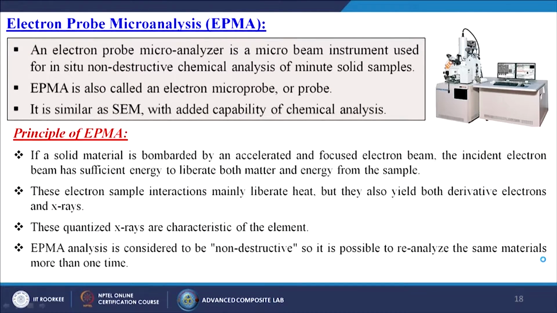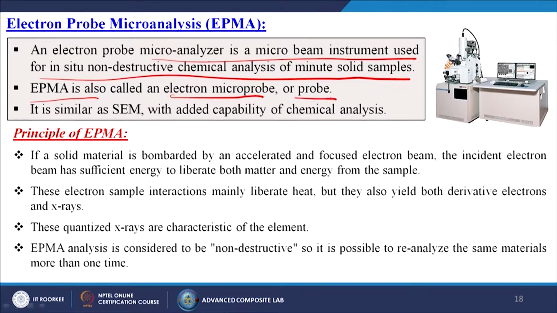Now, the next one is electron probe microanalysis, in short called the EPMA. An electron probe microanalyzer is a microbeam instrument used for in situ non-destructive chemical analysis of minute solid samples. EPMA is also called an electron microprobe, or maybe the probe. It is similar to SEM with the added capability of chemical analysis. So, this is the overall, or maybe the normal picture of the EPMA machines.